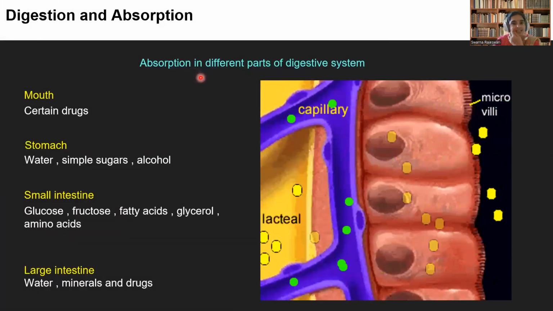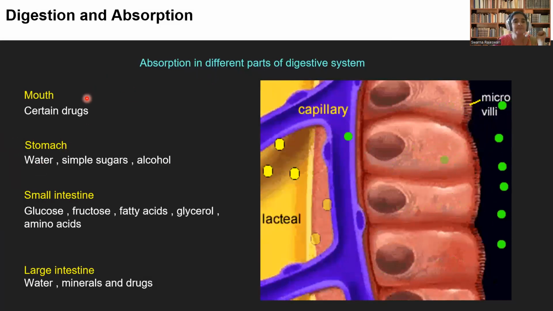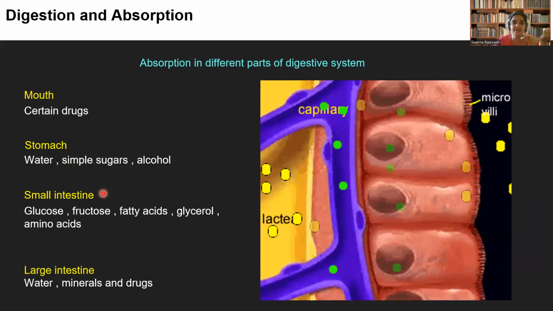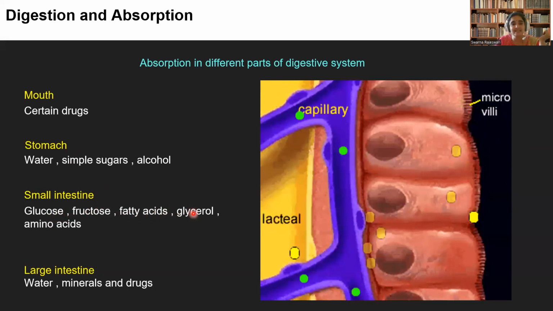Now, where is this absorption taking place in our digestive system? In the mouth, certain drugs are absorbed. In the stomach, water, simple sugars, and alcohol are absorbed. In our small intestine, glucose, fructose, fatty acids, glycerol, and amino acids are absorbed. Then in the large intestine, water, minerals, and drugs are absorbed.